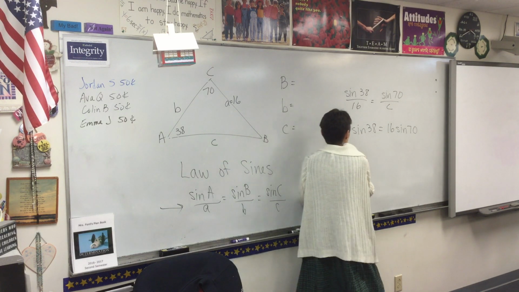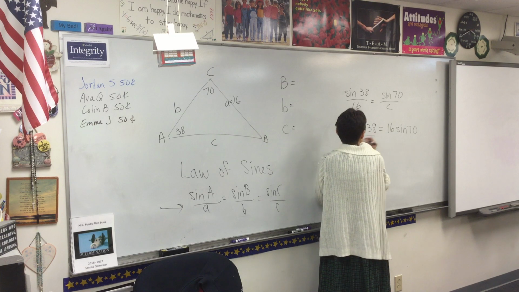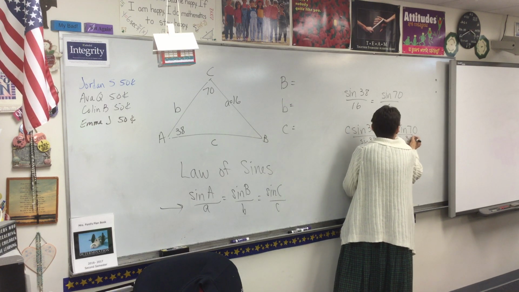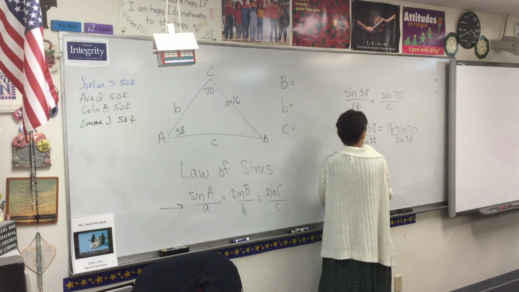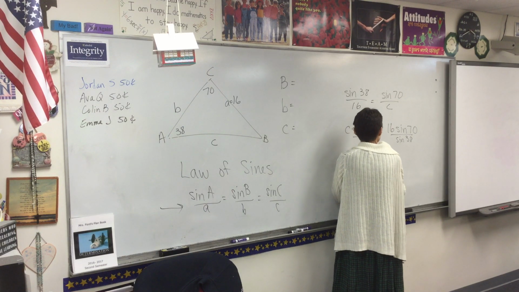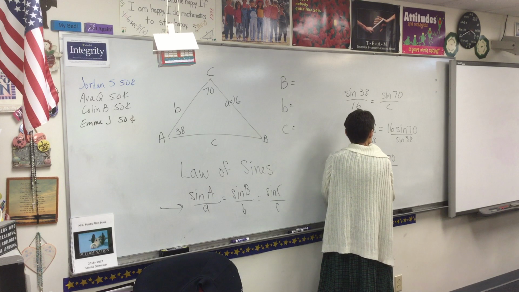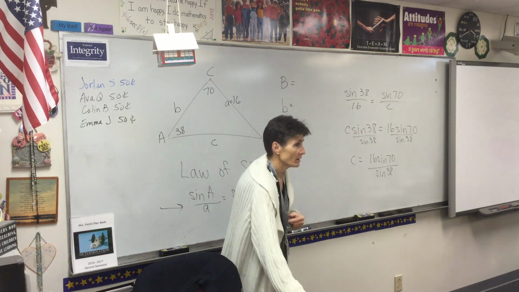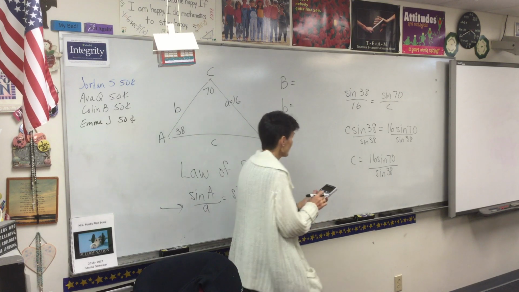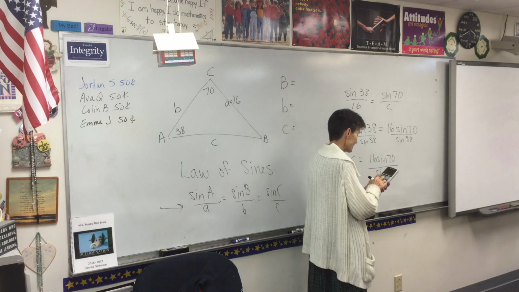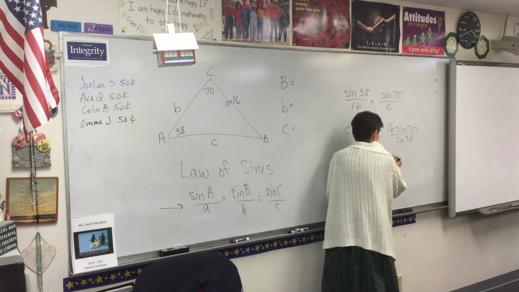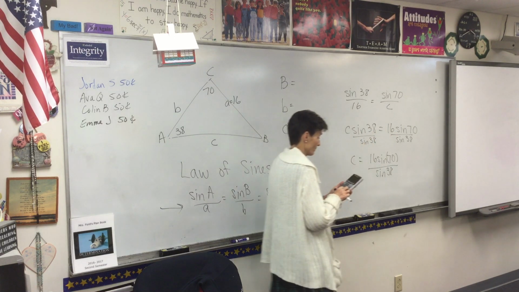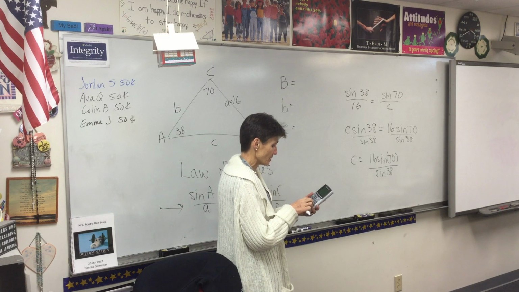Now I want to get C by itself. So when I divide by sine 38, what am I going to type into my calculator? 16 sine 70 divided by sine 38. Now, only one caution when you type this in. When you press 16 sine 70, it puts a parentheses here automatically. Make sure you close those. Divided by sine 38.